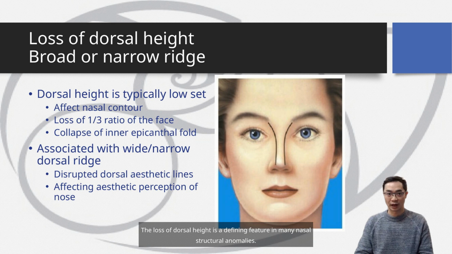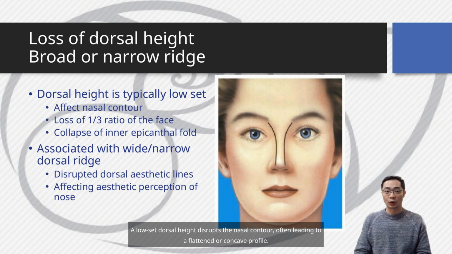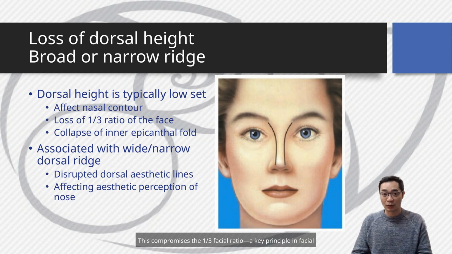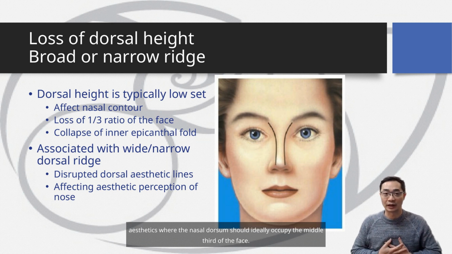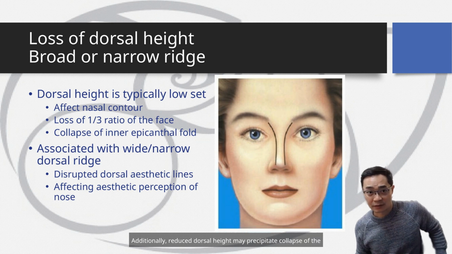The loss of dorsal height is a defining feature in many nasal structural anomalies. A low-set dorsal height disrupts the nasal contour, often leading to a flattened or concave profile. This compromises the 1:3 facial ratio, a key principle in facial aesthetics where the nasal dorsum should ideally occupy the middle third of the face. Deviation from this ratio can unbalance facial proportions, detracting from overall symmetry.